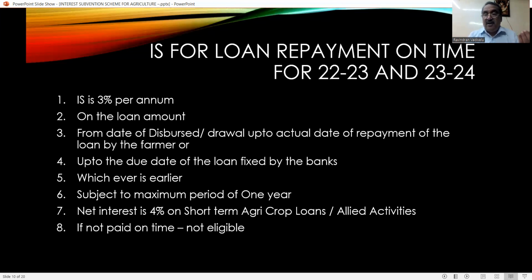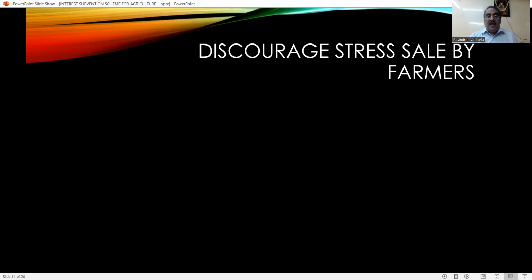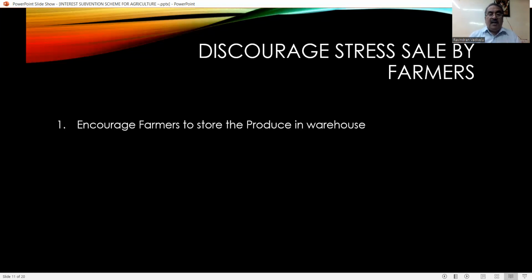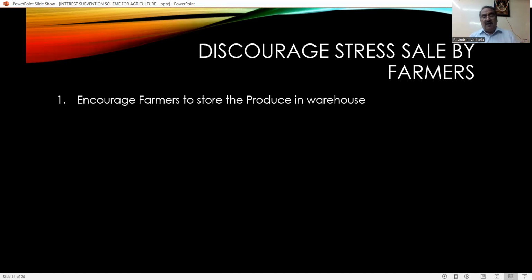And if it is not paid on time, then this type of concession is not eligible. That is, 3% is not eligible, but only 1.5% is eligible. And sometimes, due to some stress, the farmers want to dispose of the stock, the produce. So for that, RBI has come out clearly with one thing: they request the farmers to store in the warehouse approved by the government.